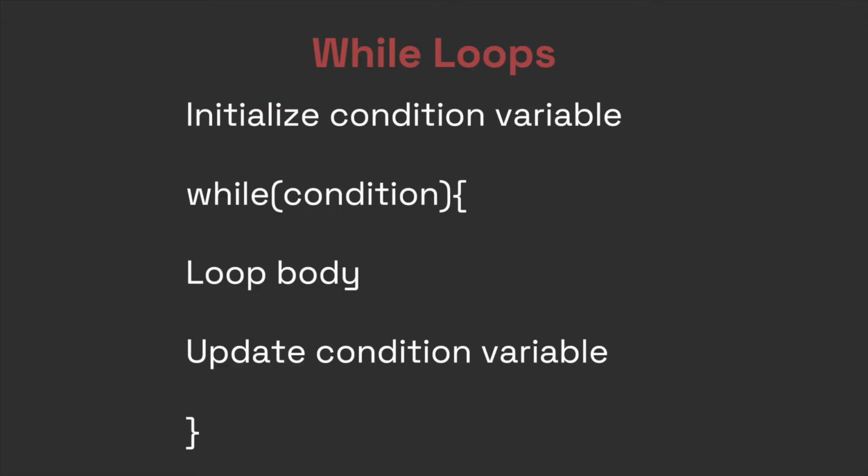The next type of loop is the while loop. The while loop is a lot more universal than the for loop and looks much simpler. You start by initializing the loop variable outside of the loop block. Then you have the keyword while with the parentheses containing the condition. Then you have the curly braces which define the loop body. Then inside the loop body, you must update your condition variable manually. Unlike the for loop, while loops update the condition variable inside their loop body.